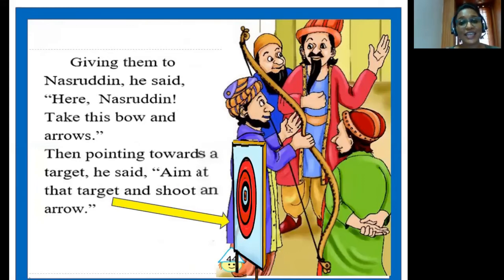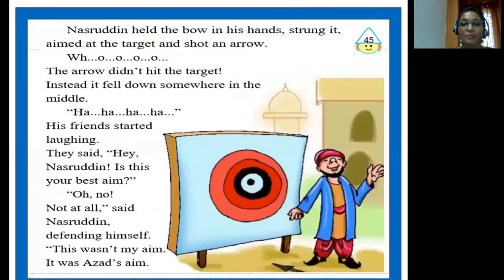So, after getting a bow and some arrows, his friend points towards a target and he says, "Nasruddin, you claim or you boast that you're very good at archery. So, why don't you prove yourself?" Children, now go to the next page. Page number 45. Nasruddin held the bow in his hands, strung it, and aimed at the target and shot an arrow.